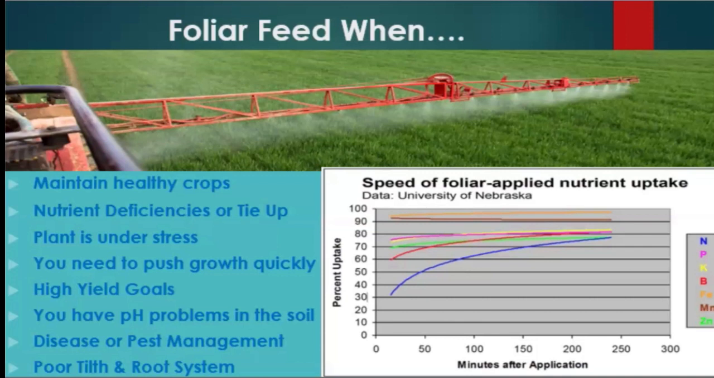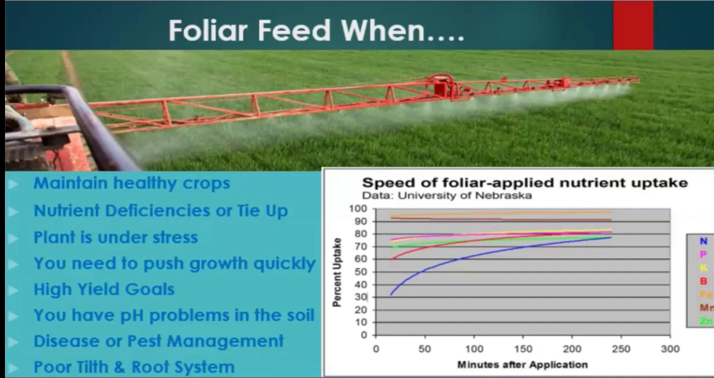This right here is from University of Nebraska. It kind of shows, well, is my plant really getting this? If I go out there and spray, is it really getting to the plant? Well, studies show, yeah, and that study particularly is for zinc, manganese, iron, boron, potassium, phosphorus, nitrogen. But yes, if you look at that, you're talking hours, and a lot of that's already been uptaken.